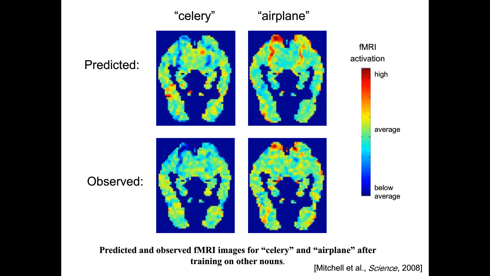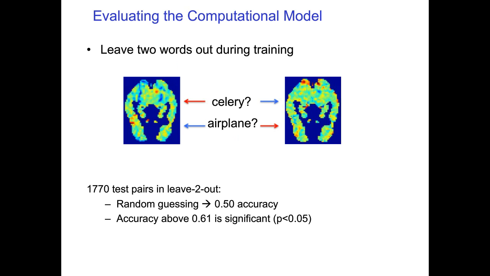We can make a more quantitative analysis of how well the model works by taking pairs of words like celery and airplane, challenging the trained model when it hasn't seen those words to tell us. We give it 2 new images and 2 new words, celery and airplane in this diagram, and we ask it to tell us which one of those images is celery and which one is airplane. And of course, if it was just guessing, it would be right 50% of the time at chance. In fact, the model, when it bases this on its own predictions of what the images would look like, is substantially better than 50%.